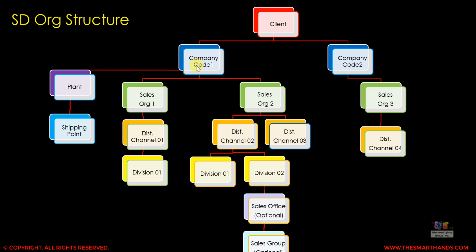Before we start, please keep this picture in your mind where we have discussed before that on the top we have a company code, then we got sales organization, then under sales organization we got distribution channel and division, and also company code is linked to the plant and shipping point. So all these links we're going to create in this video.